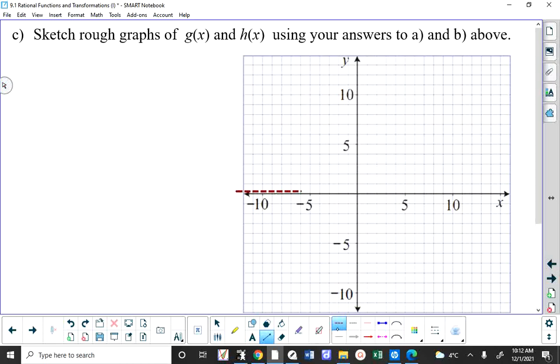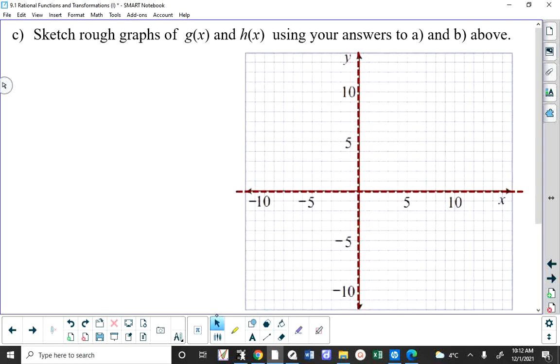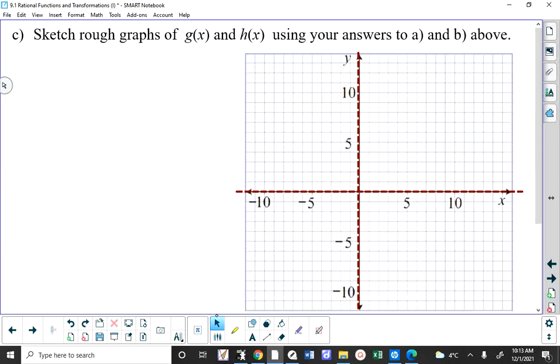The asymptote pair would be in this location before any transformations. For g of x, we shift things eventually 5 to the right, which means this will be where the asymptote is, the vertical asymptote.